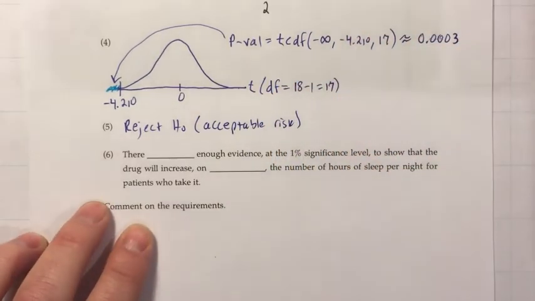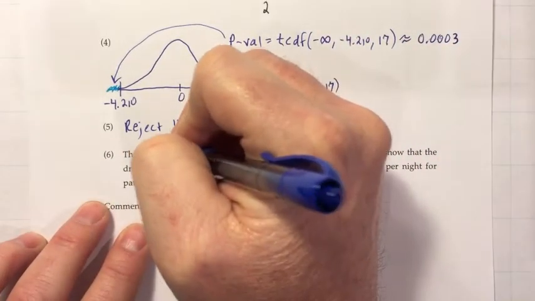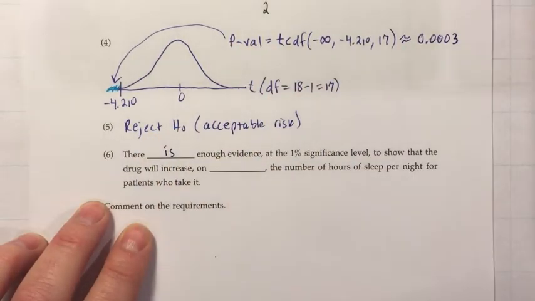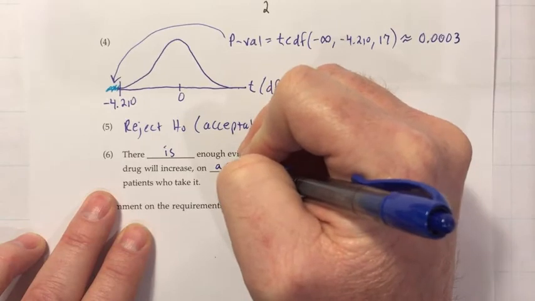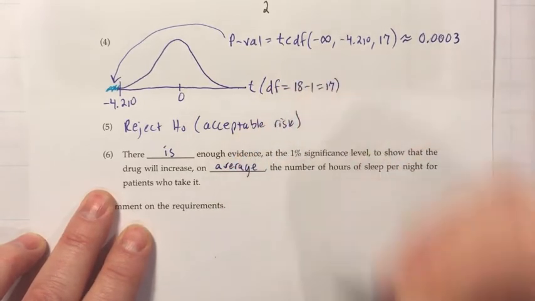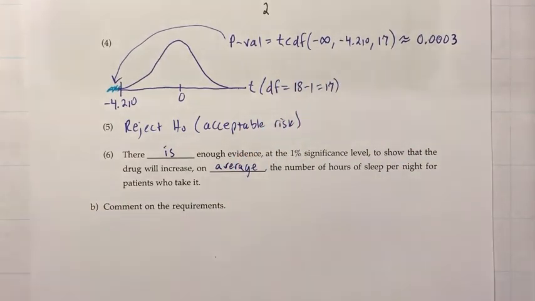And so then stating our conclusion in words, there is enough evidence at the 1% significance level to show that the drug will increase, on average, the number of hours of sleep per night for patients who take it.